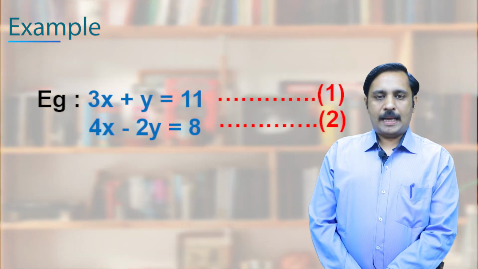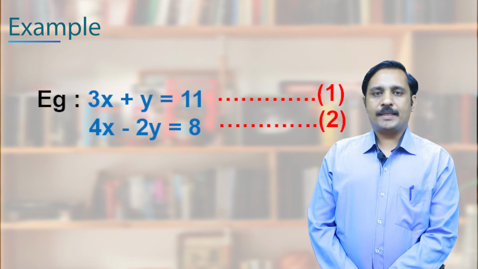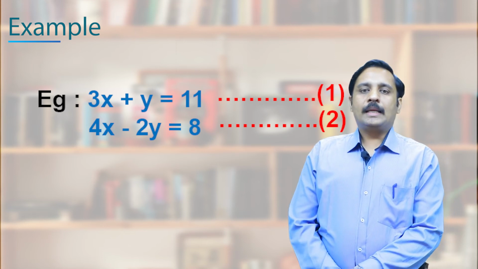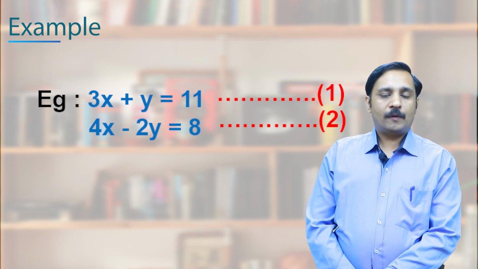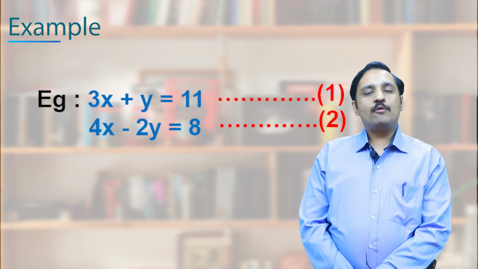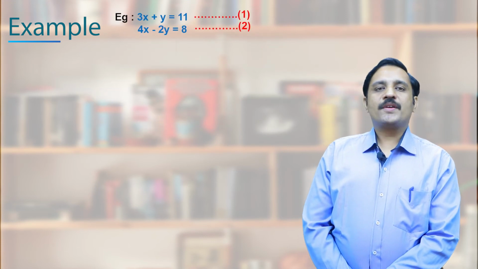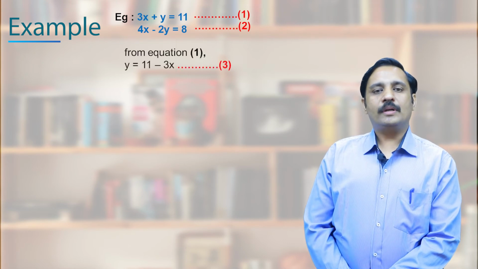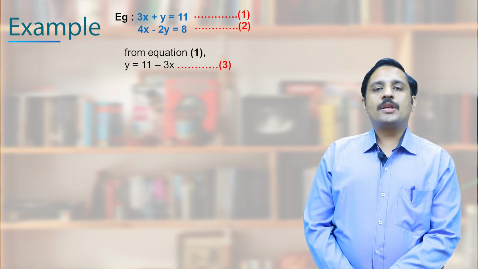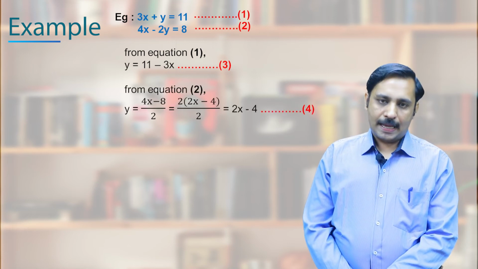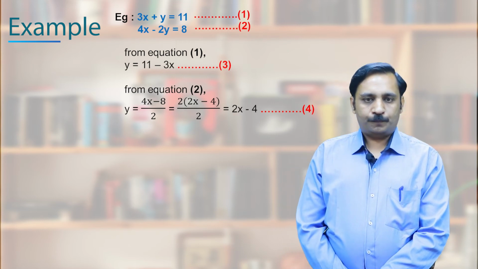We have the equations 3x plus y is equal to 11, 4x minus 2y is equal to 8. Let them be equation number 1 and equation number 2. Now according to this method, what we have to do is find the value of the same unknown variable from both the equations. So from equation number 1, we have y is equal to 11 minus 3x. Let us put it as equation number 3. From equation number 2, we have the value of y as 2x minus 4. Let us put this as equation number 4.